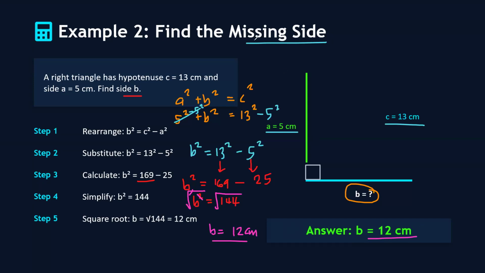So with this kind of question, if there is a missing side, you'd have to rearrange your formula first, substitute in the values, do the calculation, and simplify the equation by doing the opposite operation, and you would be able to obtain your answer for the missing side. So that's how to go about using the Pythagoras theorem.